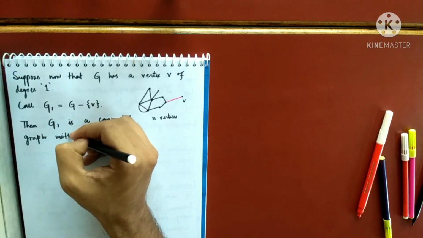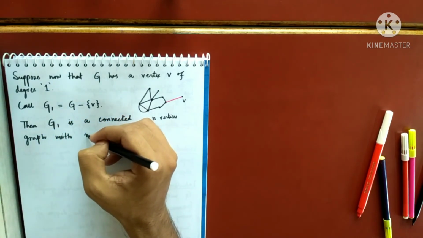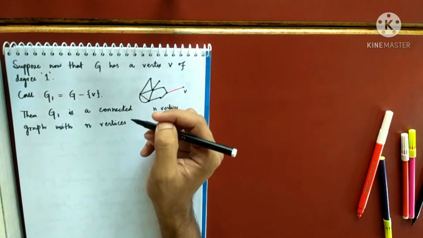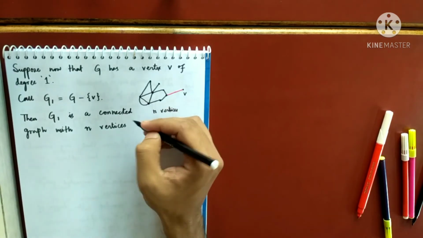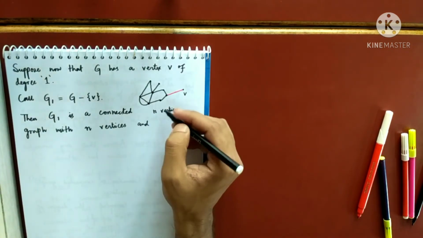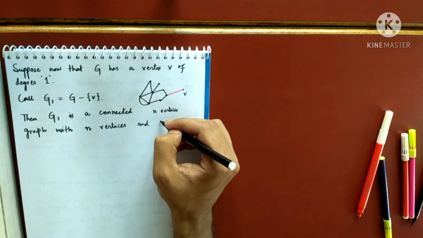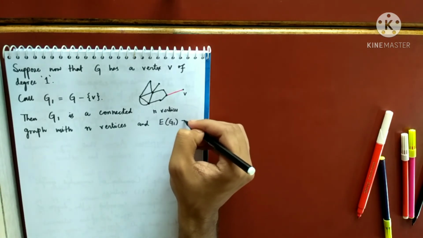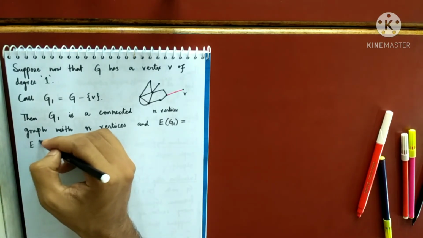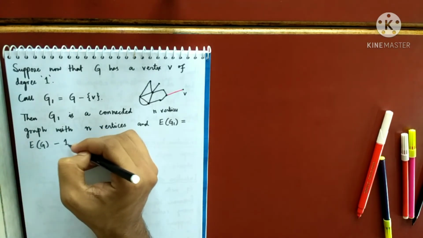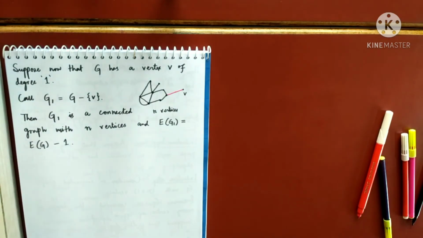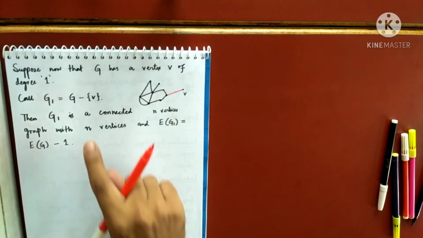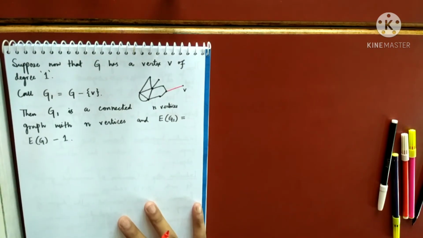with how many edges? How many vertices? N vertices. Number of edges in G1 is equal to number of edges in G minus 1. That I know. These two things I know because I have only removed one edge. Right? And my graph G1 has got n many vertices.